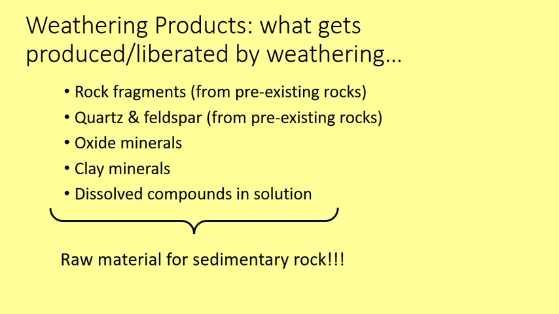As a result of chemical weathering, both oxide minerals and clay minerals get produced. Common oxide minerals would be hematite and limonite. These are both forms of rust, if you will. A common clay mineral, as we talked about in the last slide, is kaolinite. Both oxide minerals and clay minerals get produced as a result of chemical weathering. And then obviously, too, the chemical weathering process liberates chemicals that get added to the water as a result of these chemical weathering processes.